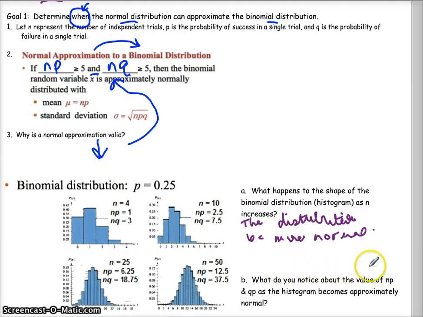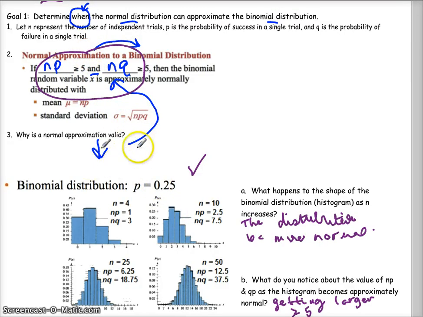Well, what do you notice about the value of n times p and n times q as the histogram becomes approximately normal? Well, we could say that both of them are getting larger, and they should get larger because n is getting larger. And specifically, they're not only getting larger, but they are becoming greater than or equal to 5. So that's important to note. If we don't meet these two qualifications, then we cannot use a normal approximation to approximate a binomial distribution.